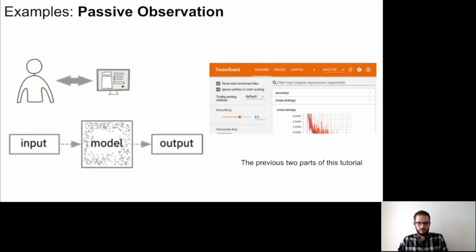Also, a lot of the analyses done in the previous two parts of this tutorial would fall under this section, because often you would use some kind of visualization as part of your behavioral or structural analysis. And here, your interface really is a static graph. There is no interaction involved. It is completely passive, and you observe information.